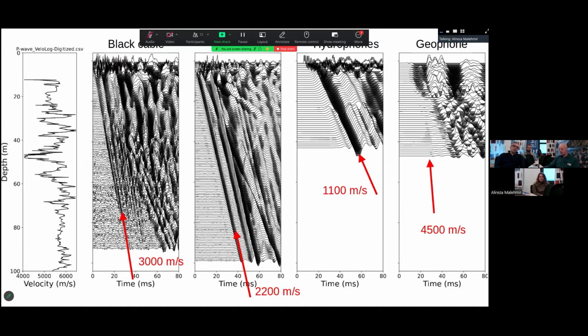And when I looked in the literature, it does turn out there are other examples of these cable waves propagating down the actual fiber optic cable. So this is something to be aware of.